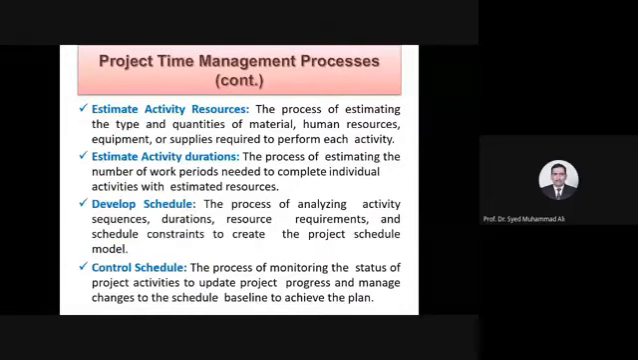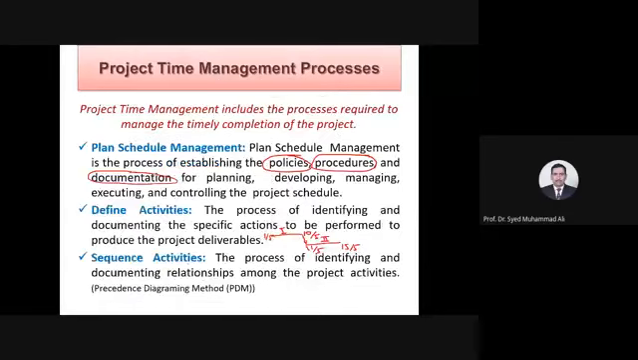Estimate activity resources. The process of estimating type and quantities of material, human resources, equipment, supplies required to perform each activity. Now, over here, we said excavation of foundation. The point is for A, what resources are required? For example, in human resources, you need an engineer. Let's say 1 engineer is required. You need masons, and let's say 3 of them are required. You need helpers, let's say 12 of those required.